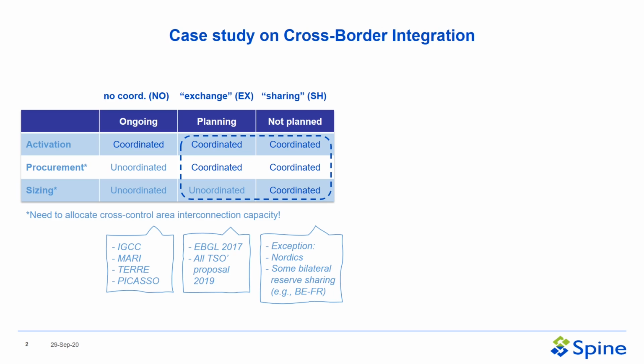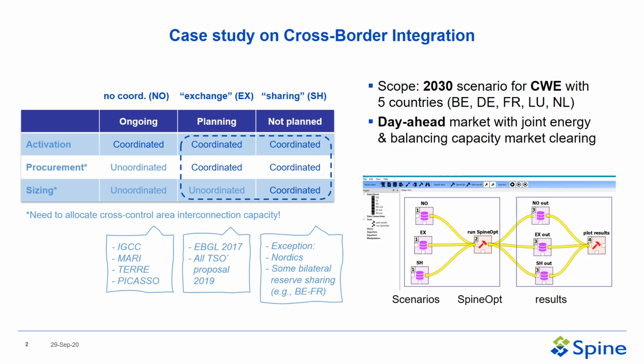What are different levels of coordination? Well, first, one could think of the activation of balancing energy, the coordinated procurement of balancing capacity, and the coordinated sizing of balancing capacity. And the coordination of these latter two was the particular focus in our case study. So what we call the coordinated exchange and the coordinated sharing of balancing capacity.